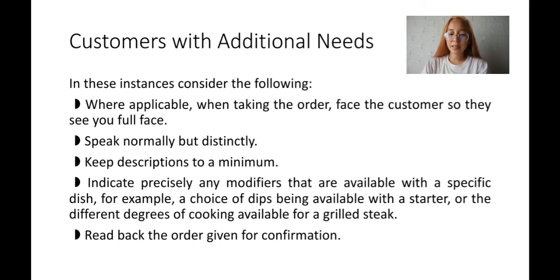Then next, indicate precisely any modifiers that are available with a specific dish. So dito, yun yung dapat daw maging precise para mas ma-identify nila yung dish. Yung magbigay ka ng isang, kumbaga, isang word para dyan, alam na nila yon na yun yung order na dish na yon. Yung ganun ba? Basta maging precise ka lang kapag identify ng dish na yon.